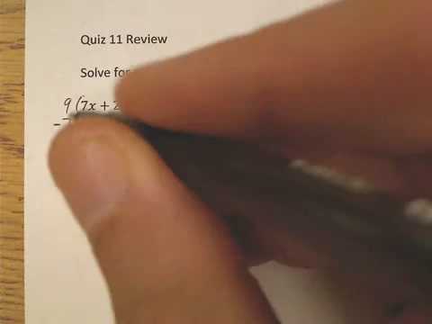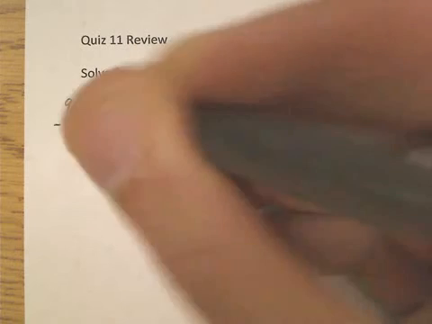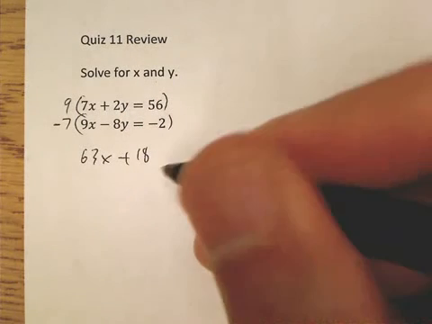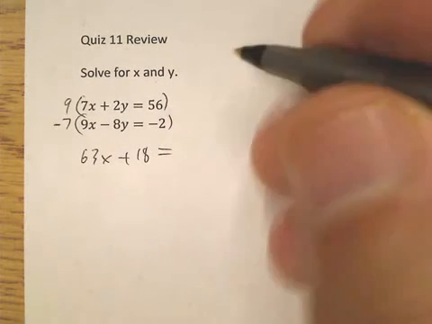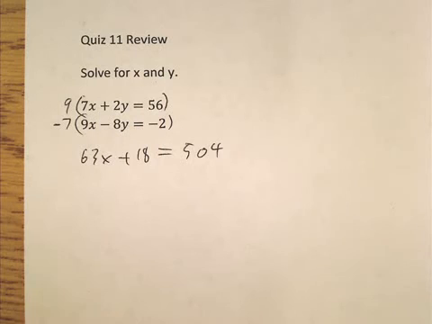So let's multiply through by 9 in this line. 9 times 7 is 63x. 9 times 2 is 18. 9 times 56. And that's a common thing to screw up. Students will sometimes miss the times the number over there and just write 56. So be careful of that. Make sure you're multiplying 3 times.